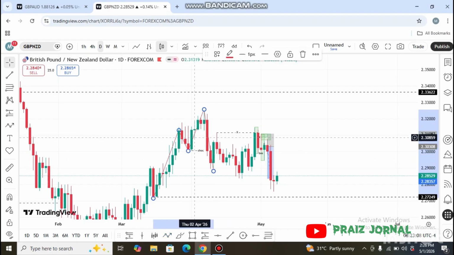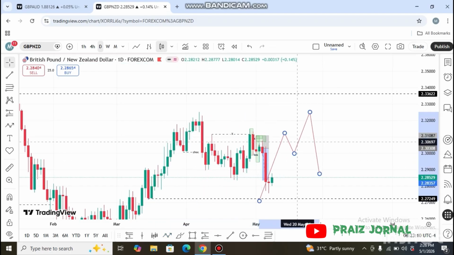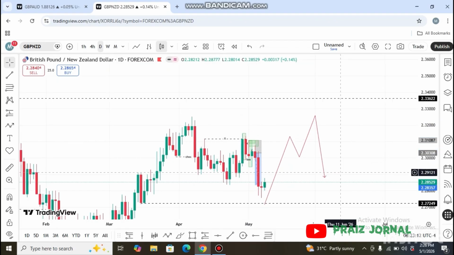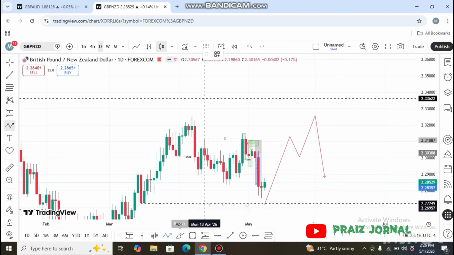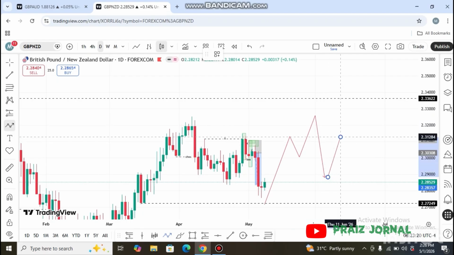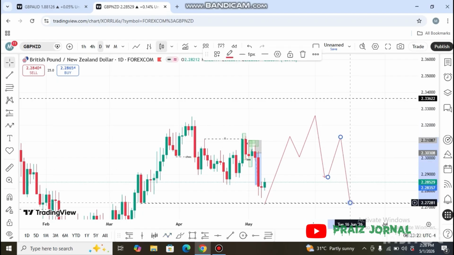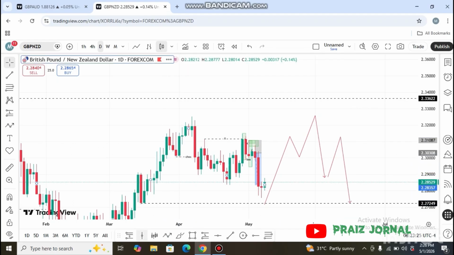Now let me bring this out. So I want to explain to you guys. So now, a change of structure. After a change of structure, what are we expecting? We are expecting this, right? We are expecting a lower low and a lower high, right? And that's what happened here. The market did what? The market created a lower high and a lower low.